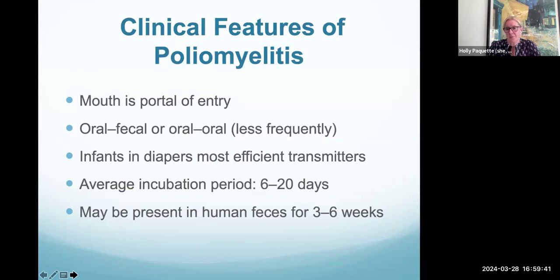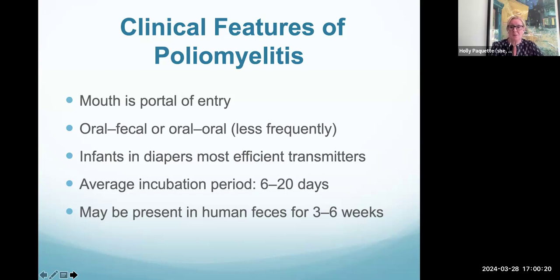So the clinical features of poliomyelitis, the mouth is the portal of entry, as I said. It's generally oral fecal, although periodically, we would see an oral to oral, meaning somebody infected with it could spread it, but it would need to be direct contact. One of the ways that we saw it spread really efficiently was infants in diapers, especially infants in diapers in pools, where that fecal matter could be spread in a pool. It has a very long incubation period. So from the time of exposure until you have symptoms, it could be anywhere from 6 to 20 days, so almost up to 3 weeks.